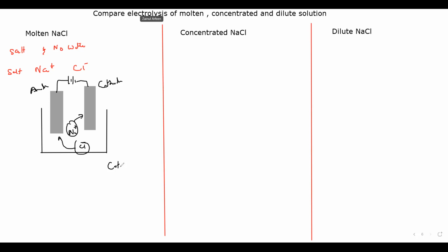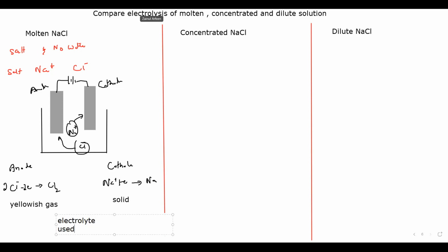So what happened at cathode? The sodium ions are attracted towards cathode and they will turn into sodium atom. And what happened at anode? The chloride ion will lose one electron, turn into chlorine atom. When two chloride ions are there, they will lose two electrons and form a chlorine molecule. So what is the observation? We'll see solid is formed, and because the chlorine gas is there, a yellowish green gas. And what happened to electrolyte? The electrolyte will be used up because you're not left with any sodium or chloride ion.